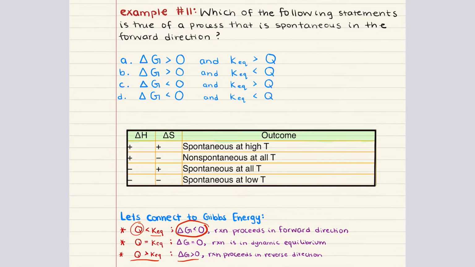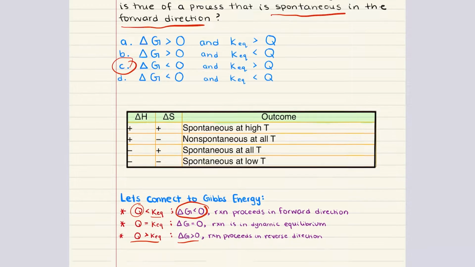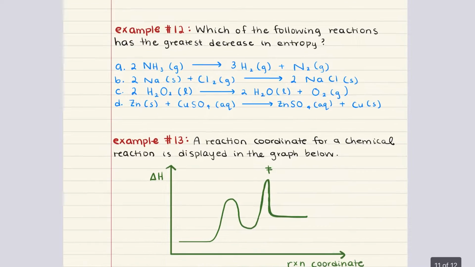Now, in this problem, we're asked which of the following statements is true of a process that's spontaneous in the forward direction. A reaction that's spontaneous in the forward direction is going to have a delta G that's less than 0. Now, when delta G is less than 0, then Q, the reaction quotient, is less than the equilibrium constant. And this is going to match best with answer choice C. Therefore, 11 is C. Let's move on to problem 12.